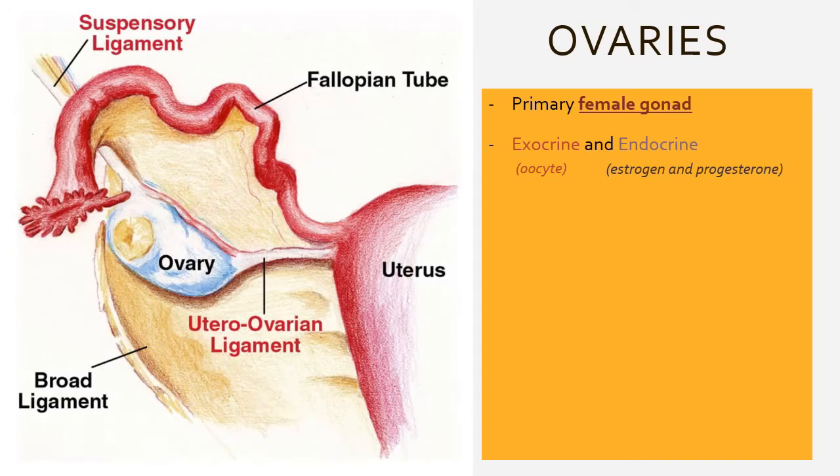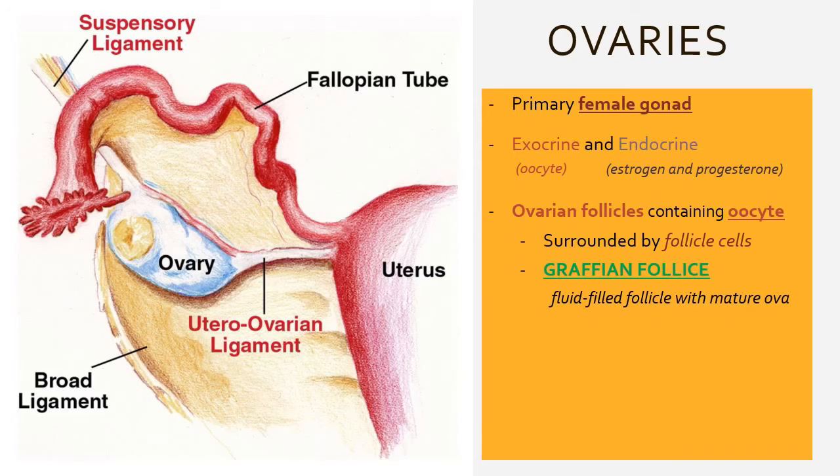Internal view reveals many tiny sac-like structures called the ovarian follicles. These ovarian follicles consist of one immature egg called an oocyte. The oocyte is surrounded by follicle cells. As the egg matures, the follicle enlarges and becomes fluid-filled. This will now be known as a Graafian follicle.